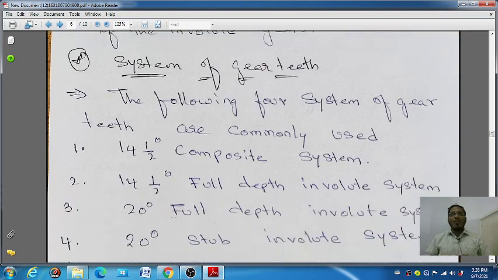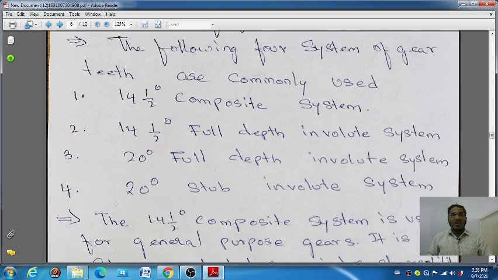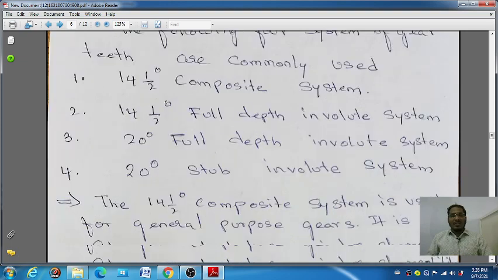The next is a very important topic: the system of gear teeth. It is very important. There are 4 types of systems of gear teeth. Again I am repeating, there are 4 types. One is the 14 1/2 degree composite system, then the 14 1/2 degree full depth involute system, then the 20 degree full depth involute system, and lastly the 20 degree stub involute system. These are the 4 different angles of the gear teeth.